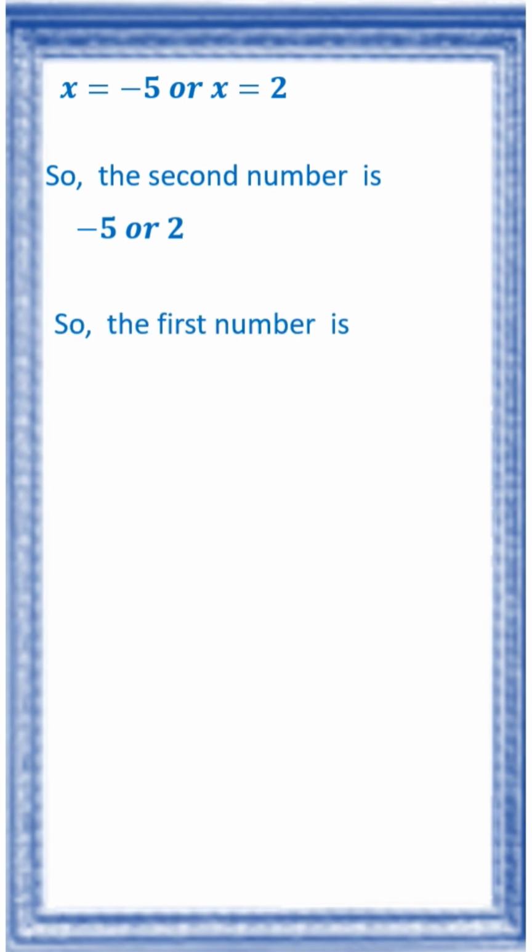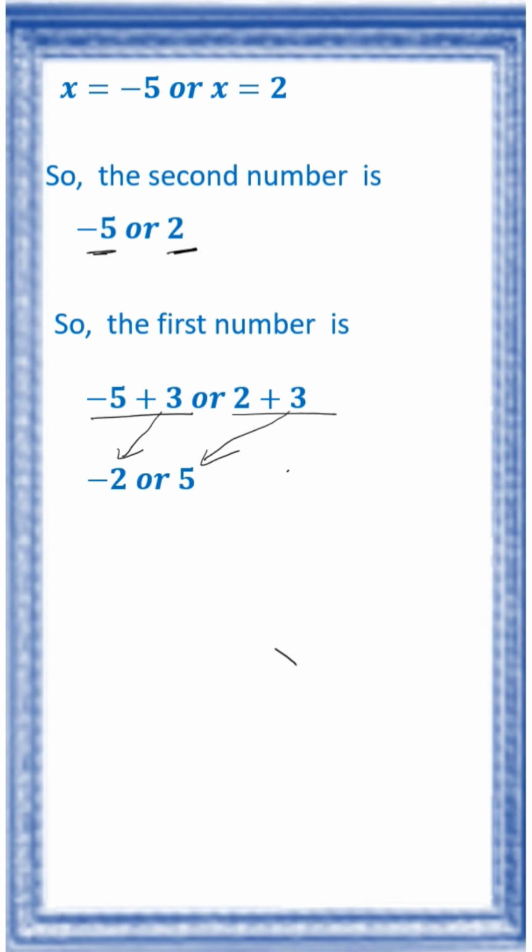The first number: you have to add 3 to both negative of 5 and positive of 2. What will you get? If you add 3 to negative of 5, you'll get negative of 2. If you add 3 to 2, you'll get 5. So the numbers are, we have already written the numbers, so don't worry. Minus 5 or 2, the first number, second number is minus 2 or 5. Okay.